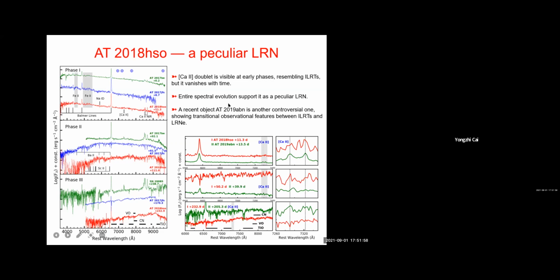There is another object, AT2019abn. This object is another controversial one, because we can see that the calcium II forbidden line of ABN is very weak from early to late times. And at that time, we didn't find the molecular bands for ABN. So ABN is very likely a peculiar intermediate luminosity red transient, not a luminous nova.